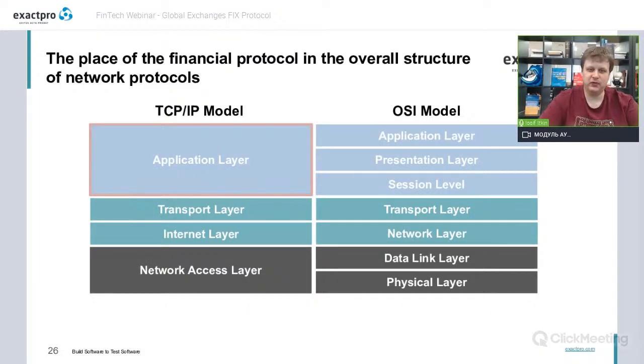So fixed trading protocol, if we put it across protocol models, TCP/IP model or OSI model. In the TCP/IP model, it stands for the application layer. In the OSI model, it stands for three layers: session level, presentation layer, and application layer.